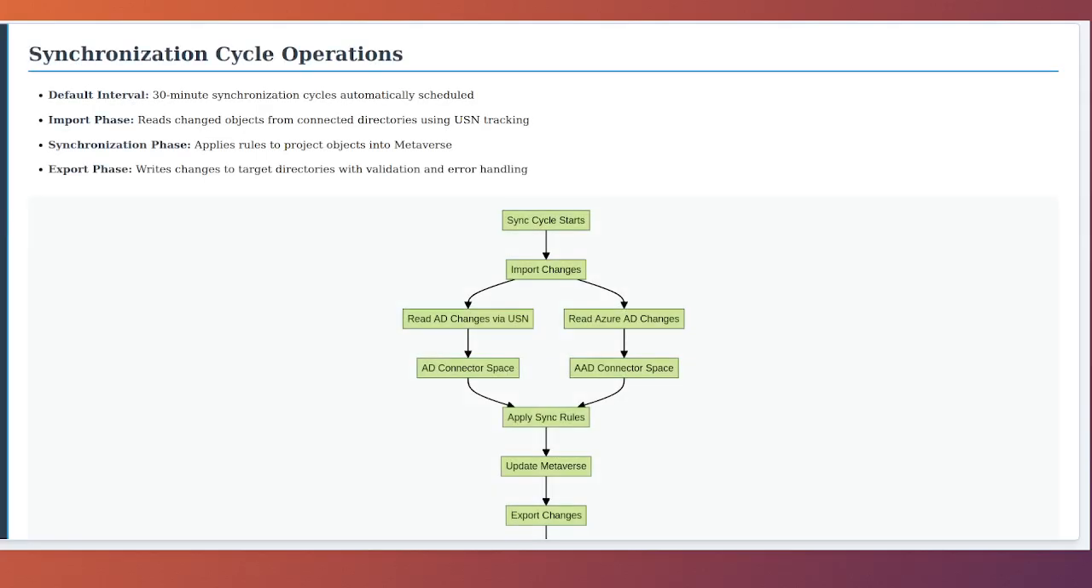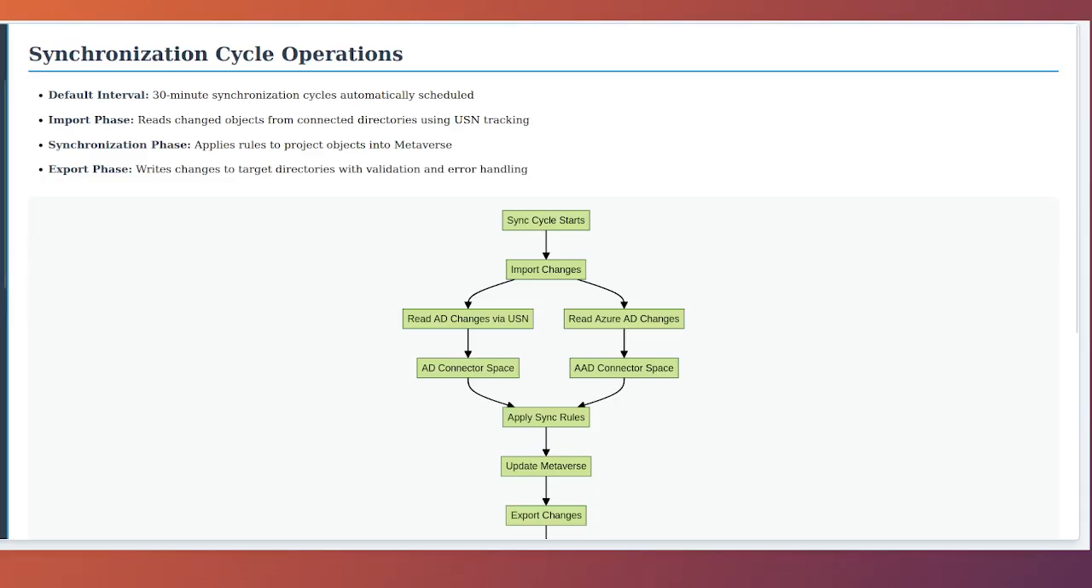Synchronization engine mechanics. The synchronization engine in Azure AD Connect operates on a sophisticated schedule that determines when objects and attributes are synchronized between on-premises Active Directory and Azure Active Directory. Understanding these mechanics is essential for troubleshooting synchronization issues and planning changes to your identity infrastructure. The engine runs multiple processes that work together to detect changes, apply transformations, and update target directories.